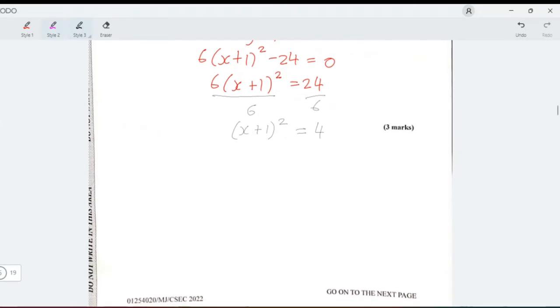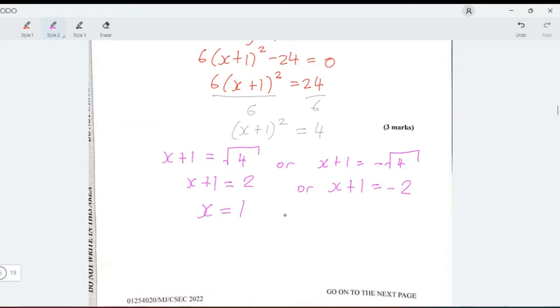So when you square root it now, we're getting x plus 1 is equal to the positive square root of 4, or x plus 1 is equal to the negative square root of 4. So we're getting x plus 1 is equal to positive 2, or x plus 1 is equal to negative 2. From that, we're getting x must be 1, or x must be negative 3. These are our answers, x equals 1 or x equals negative 3.